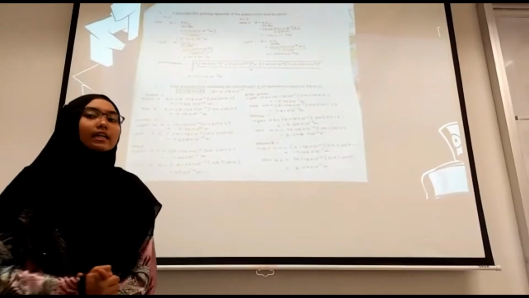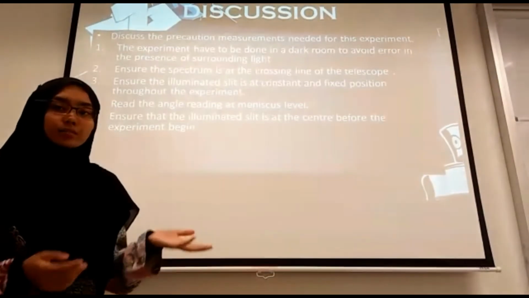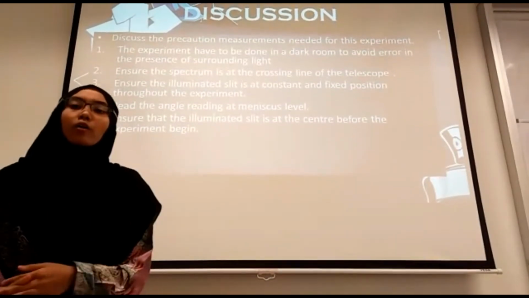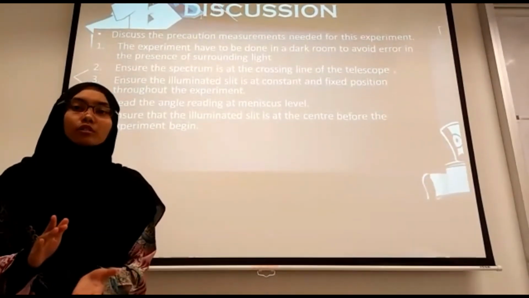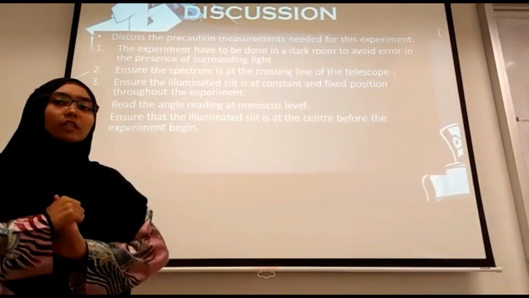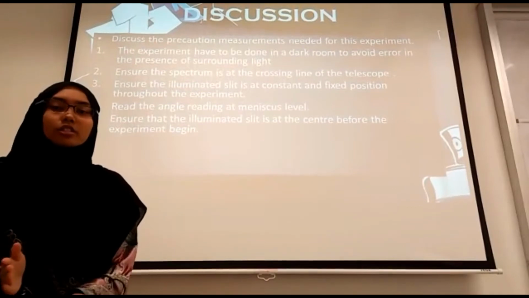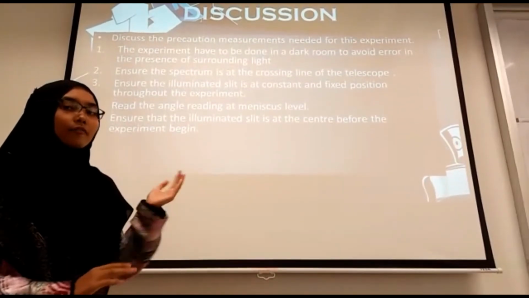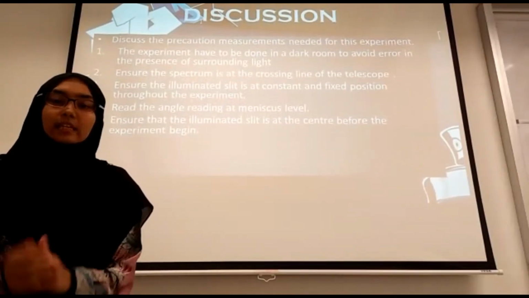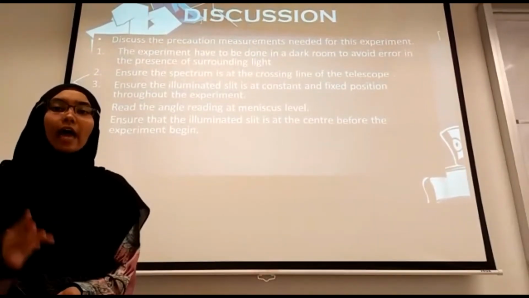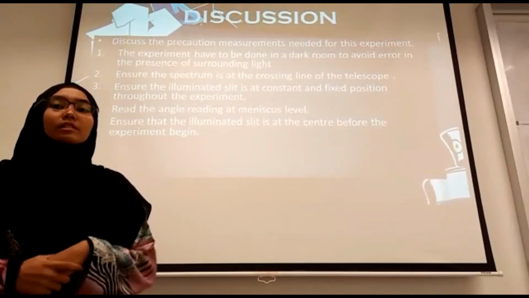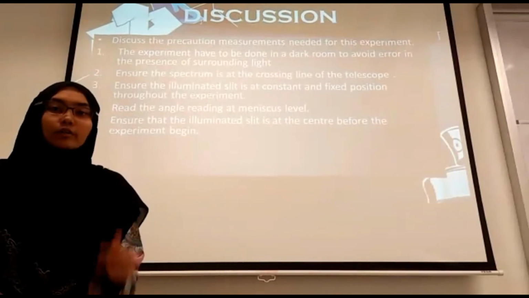And next, this is the discussion part. For the discussion part, the question is, we have to discuss the precaution measures needed for this experiment. From the research that I did, I found the precaution measures are, number 1, the experiment has to be done in a dark room to avoid error from the presence of surrounding light.